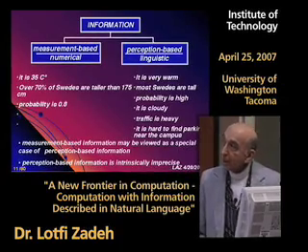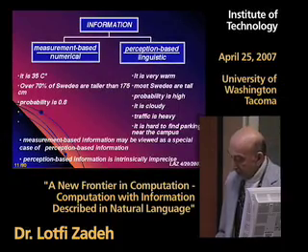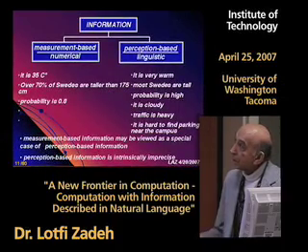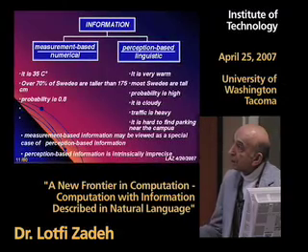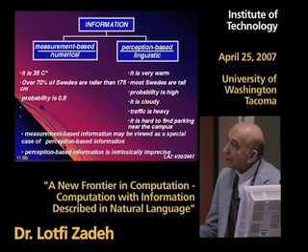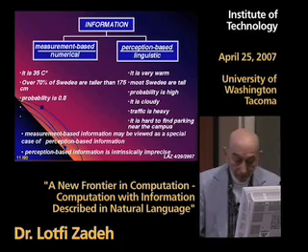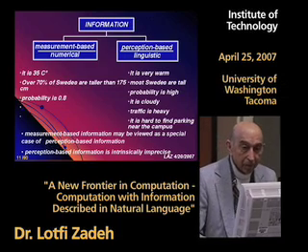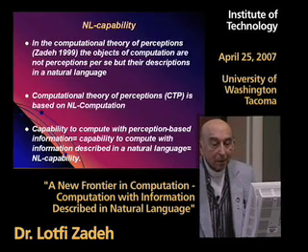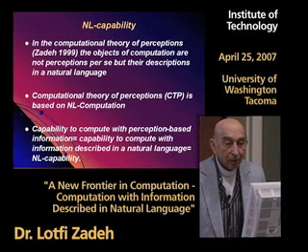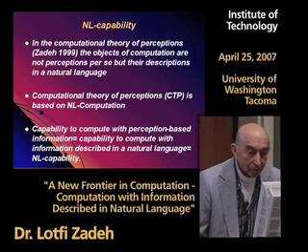So we differentiate then between measurement-based information and perception-based information. Some examples. On this side, we have perception-based. Here we have measurement-based. It's hard to find parking near the campus and so forth. So this would be perception-based information. Now, NL capability then is the capability to compute with information described in natural language.